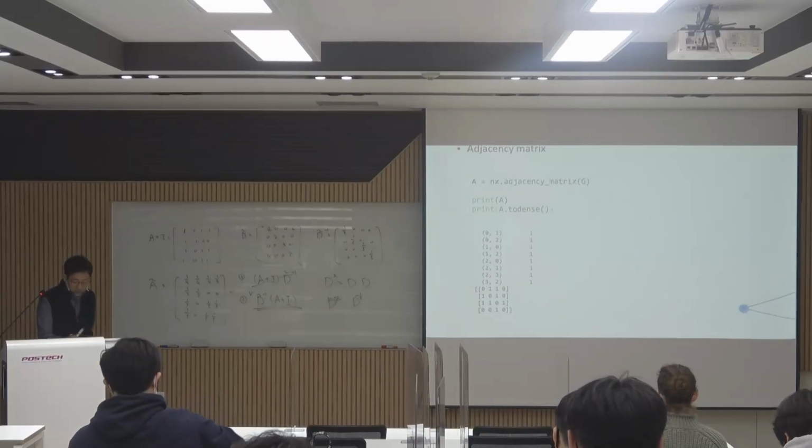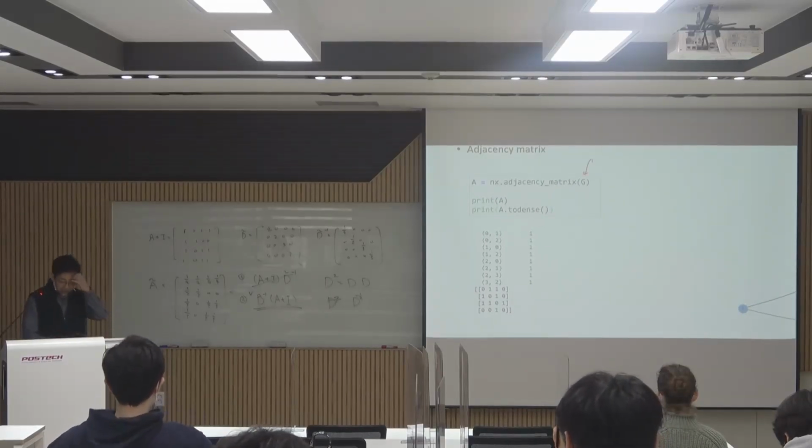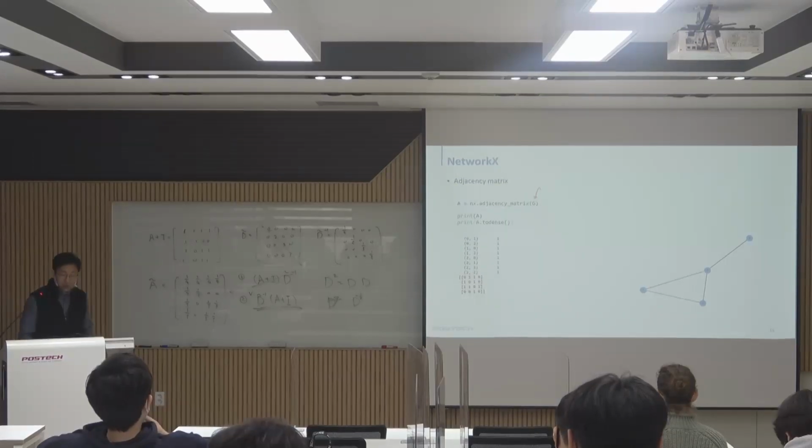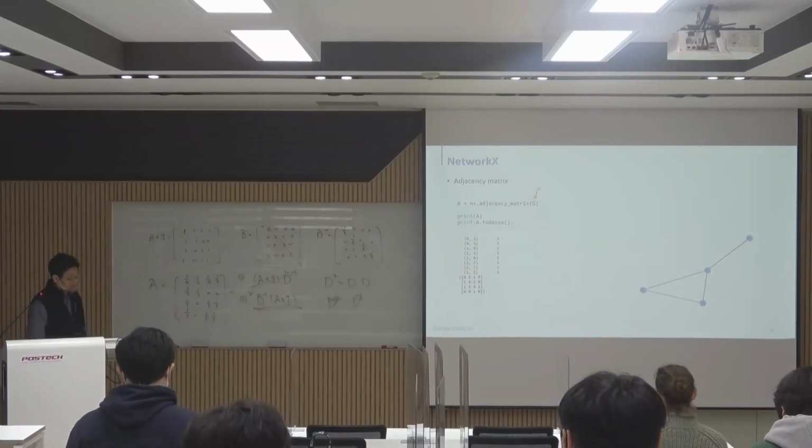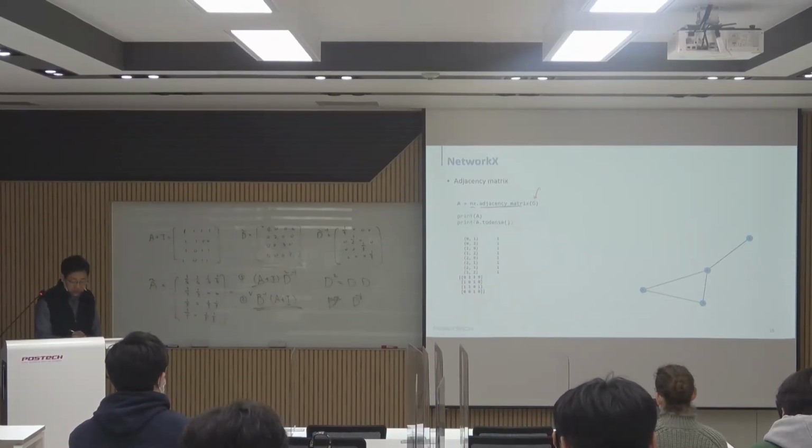Of course, from the graph that we already defined here, you don't have to compute the adjacent matrix or degree matrix. You don't have to compute it. Just type nx dot adjacent matrix. This is what we can get.